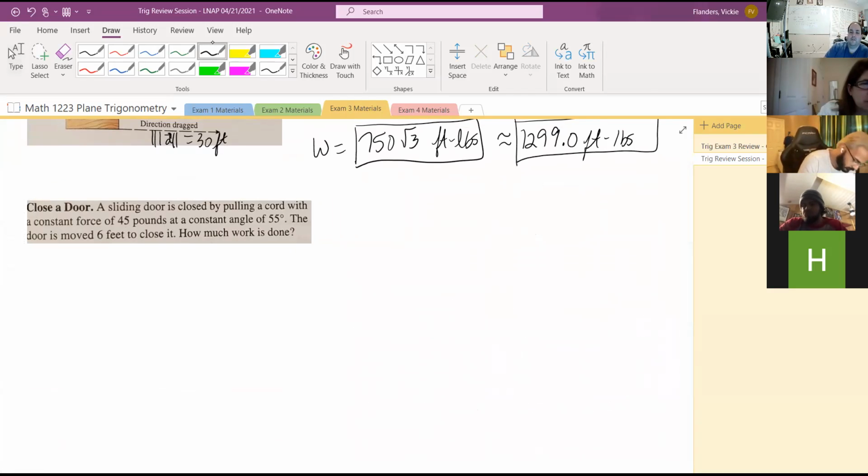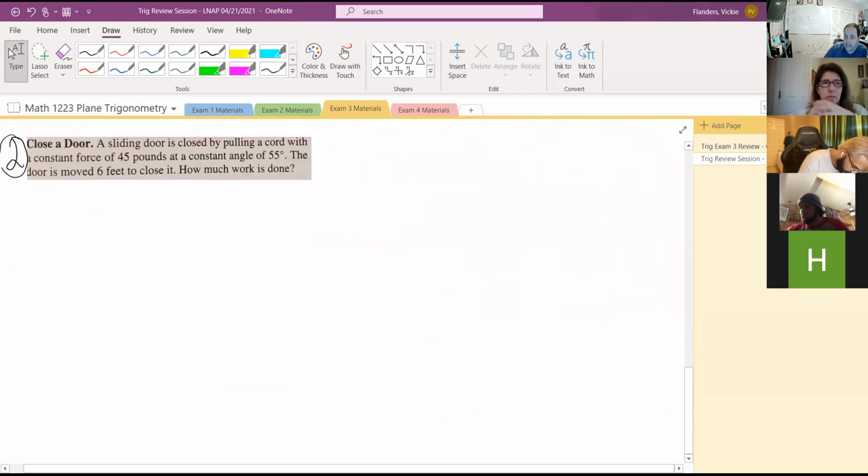Okay, so a sliding door is closed by pulling a cord with a constant force of 45 pounds at a constant angle of 55 degrees. The door is moved 6 feet to close it. So this is very similar. It's almost identical. Just the angle and the distance are different, but it's the same formula.